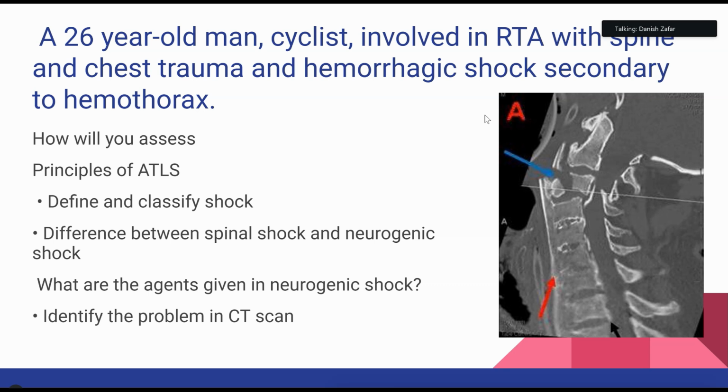Okay, so you have been provided with this CT scan. Can you identify the pathology? Here this shows a fracture of the body of C3 vertebra with posterior displacement and possible spinal cord compression.